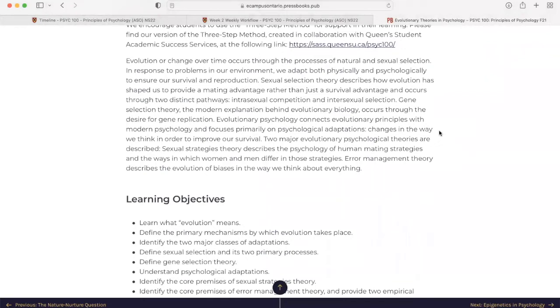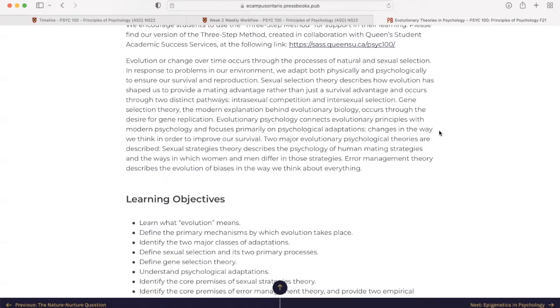Sexual selection theory describes how evolution has shaped us to provide a mating advantage rather than just a survival advantage, and occurs through two distinct pathways: intersexual competition and intersexual selection. Gene selection theory, the modern explanation behind evolutionary biology, occurs through the desire for gene replication. Evolutionary psychology connects evolutionary principles with modern psychology and focuses primarily on psychological adaptations, changes in the way we think in order to improve our survival.